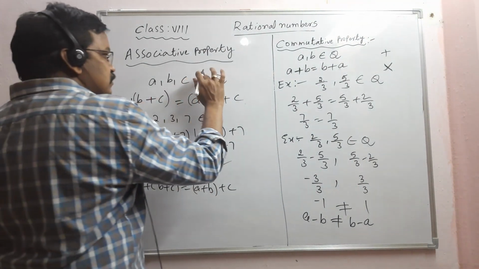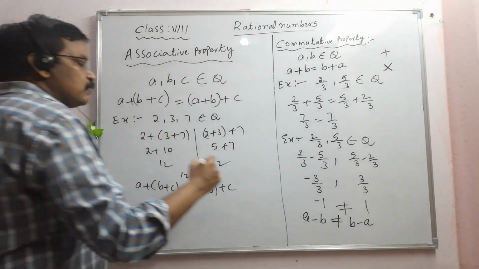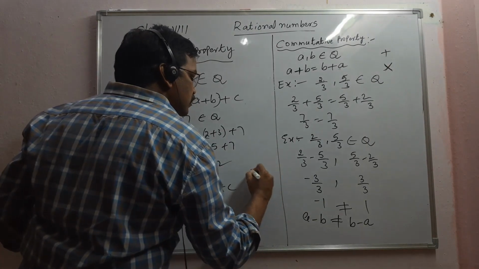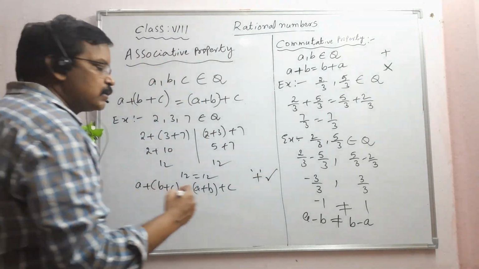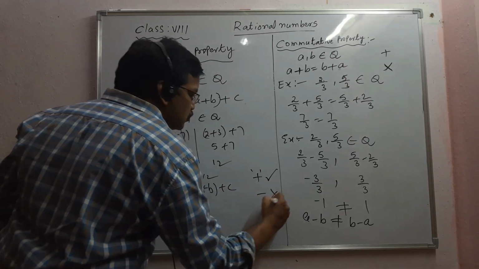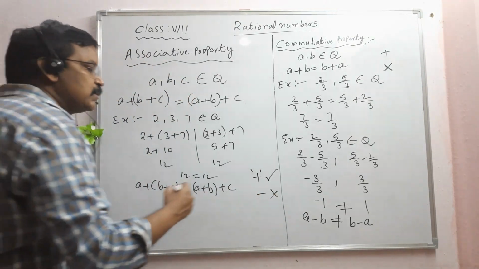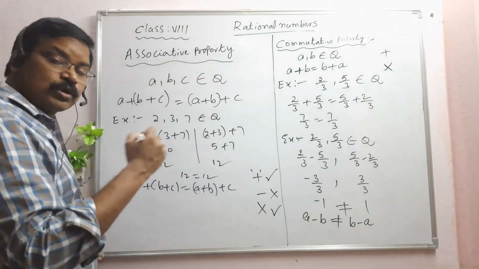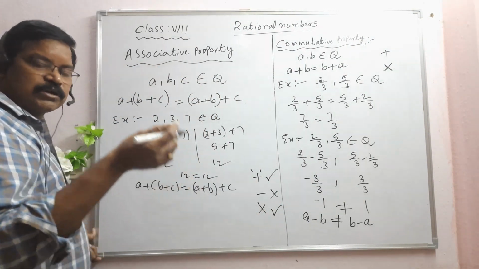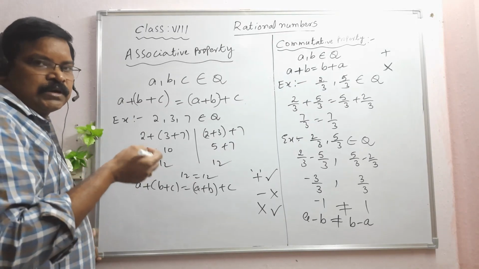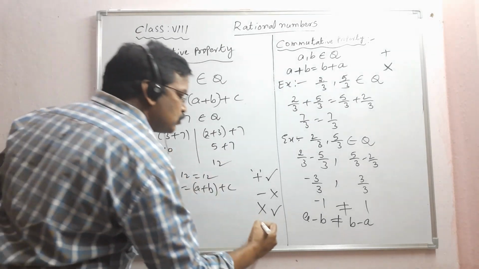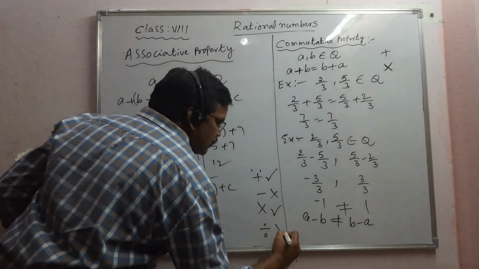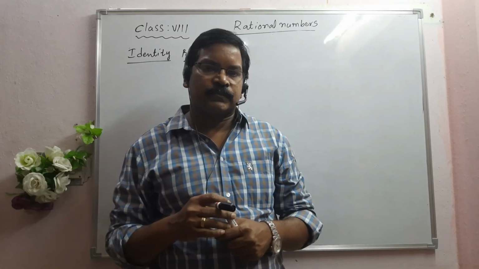This associative property with respect to addition is satisfied. With respect to subtraction, no, it does not satisfy. With respect to multiplication, it satisfies. You can take some examples, solve on your own and verify that. With respect to division, it does not satisfy.